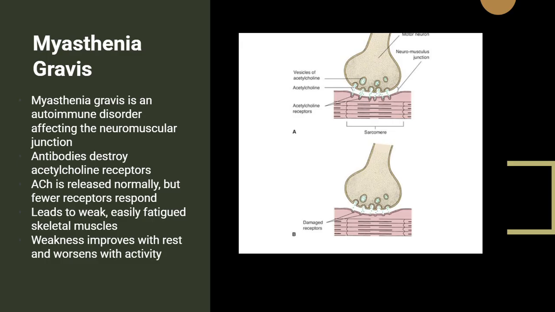This is why muscles involved in eye movement, swallowing, facial expression, speech, and breathing are often the first and most significantly affected. Understanding this process helps nurses recognize early signs of myasthenia gravis, such as drooping eyelids, double vision, slurred speech, or difficulty swallowing. It also helps you anticipate changes during activity and identify when a patient may be experiencing worsening weakness or a potential myasthenic crisis.